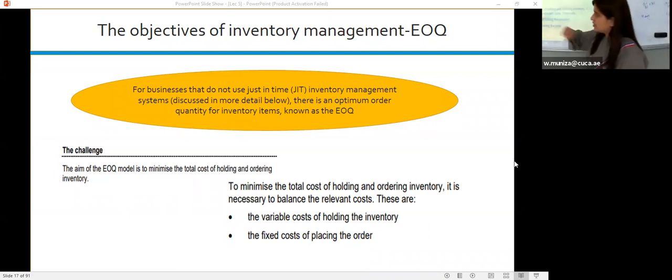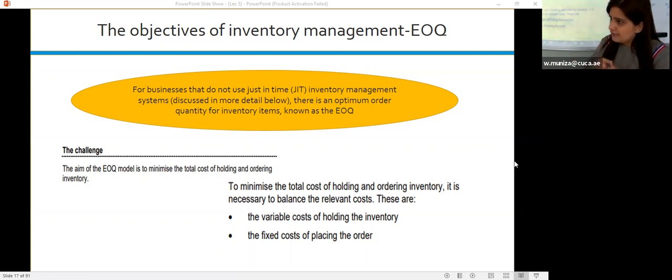So as you can see in the challenge, they say the aim of the EOQ model is to minimize the total cost of holding an inventory, ordering inventory. So at the point where our holding cost and our ordering cost would be the minimum, would be the economic order quantity. Got it? If say, for example, we have three quantities under consideration, either we can order 5,000 units or 6,000 units or 7,000 units. We are going to see that at which level our ordering costs and our holding costs are the least, and that would be our economic order quantity. So our challenge is to minimize the cost of holding and ordering.